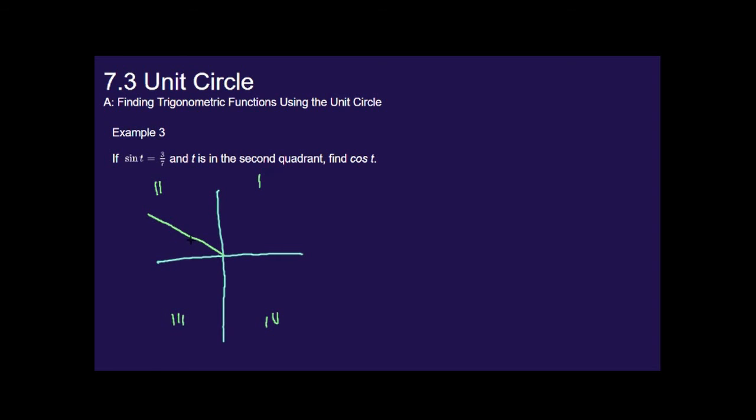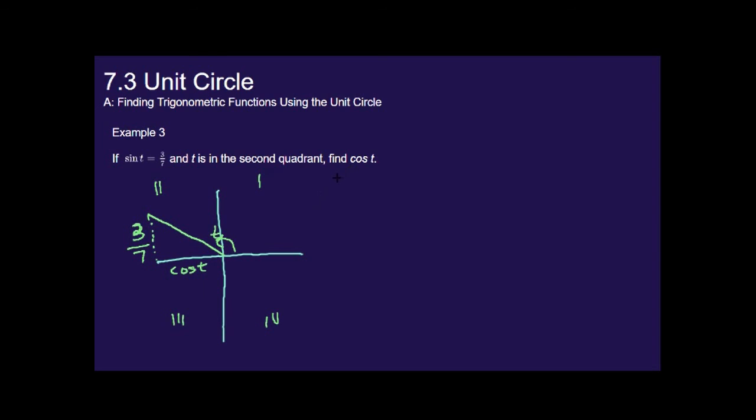So I know that the sine of t is 3/7 and t is in the second quadrant. Find cosine of t. I'm going to drop a right angle to the axis there. Here's my t. I know that the sine is 3/7, and sine corresponds to the y value from the axis, so I know that this is 3/7, and this is cosine of t. I don't know what that is yet, but that's what I'm trying to find.